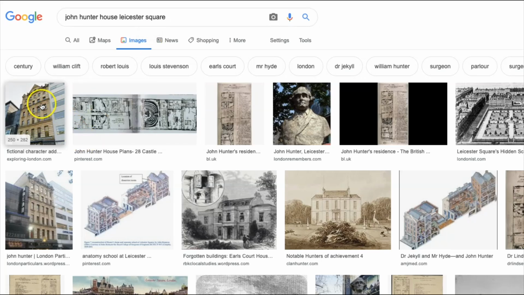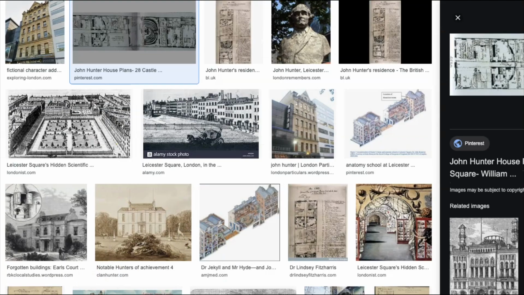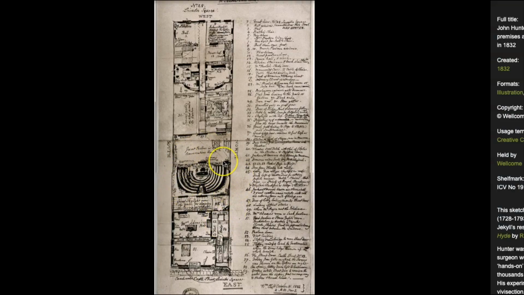So there's what it looks like now. It's still standing in Leicester Square. You can see how enormous it is. And if I open up this floor plan, you'll see it had that medical theatre in the middle of the house. There's the opening, which is Jekyll's entrance, and there's the back, which is Hyde's entrance.